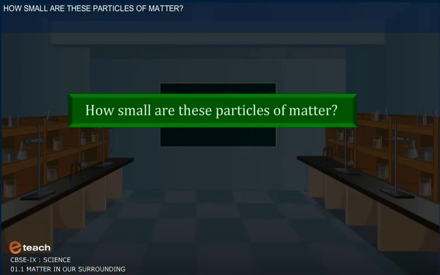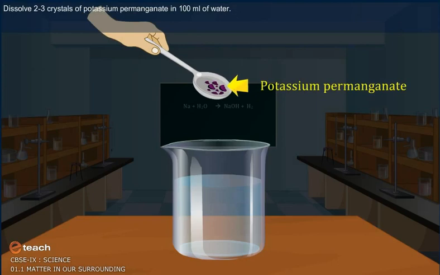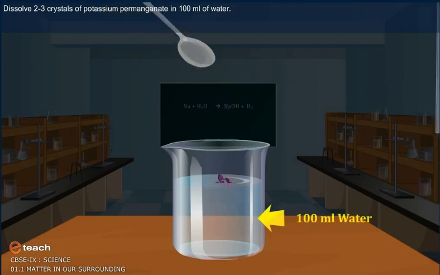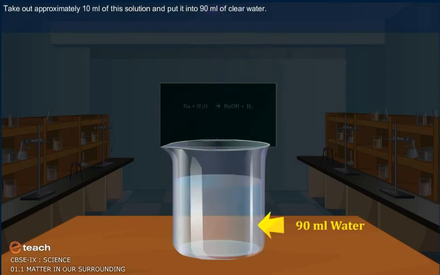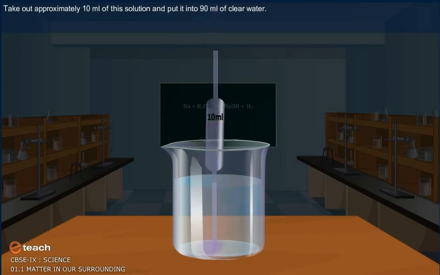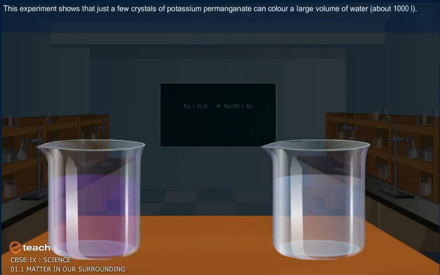How small are these particles of matter? Let us observe how small these particles of matter are with the help of an experiment. Dissolve 2 to 3 crystals of potassium permanganate in 100 ml of water. Take out approximately 10 ml of this solution and put it into 90 ml of clean water. Keep diluting the solution like this 5 to 8 times. This experiment shows that just a few crystals of potassium permanganate can color a large volume of water, about 1000 liters.